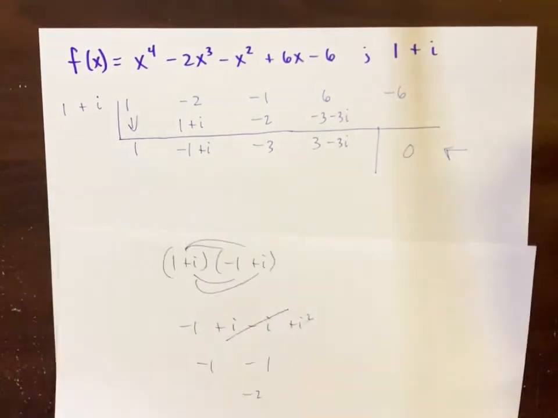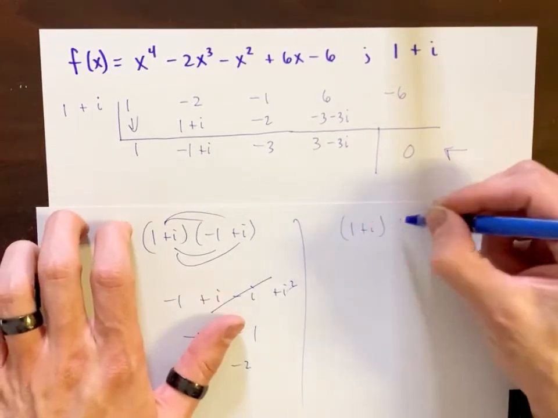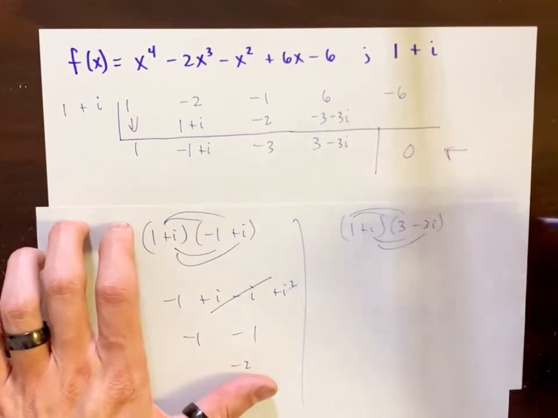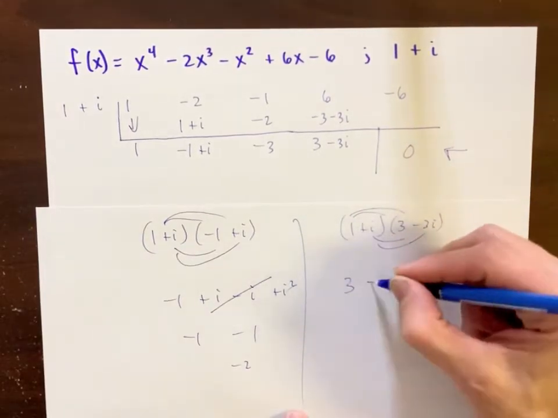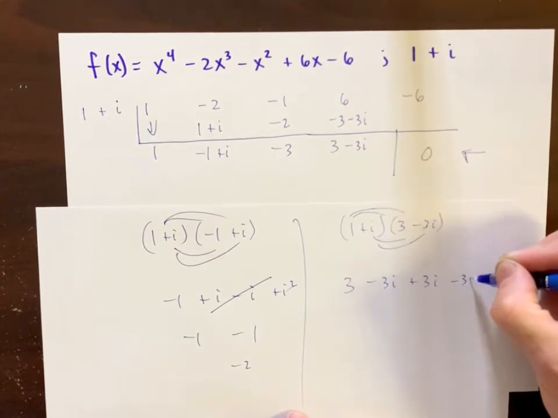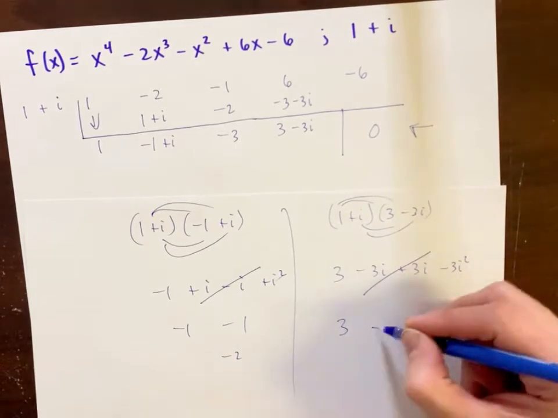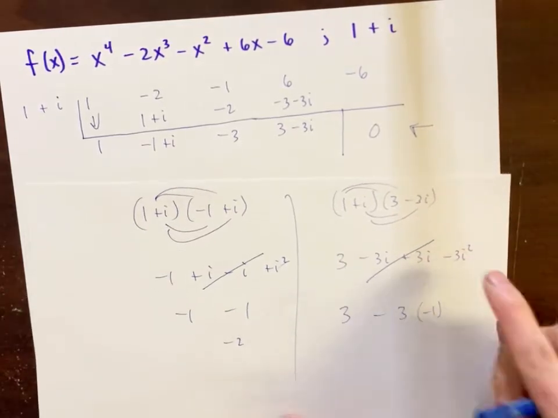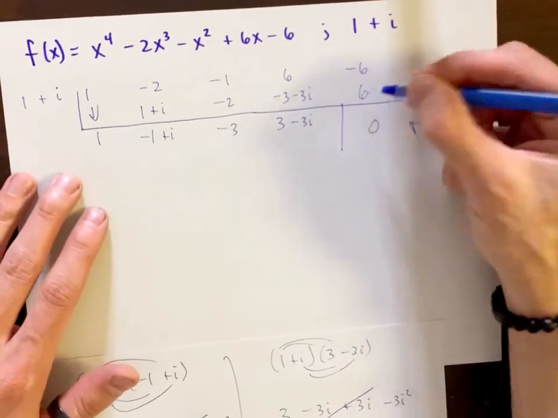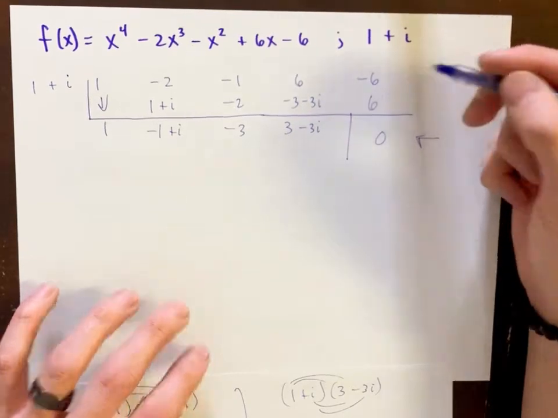And then back to my scratch paper. This time I'm going to go 1 plus i times 3 minus 3i. Let us expand this product. That'll be 3 minus 3i plus 3i minus 3i squared. These eliminate. This will be 3 minus 3 times negative 1 because i squared is negative 1. And this gives us back 6. And we knew that because the remainder was supposed to be 0, which means that these should eliminate.